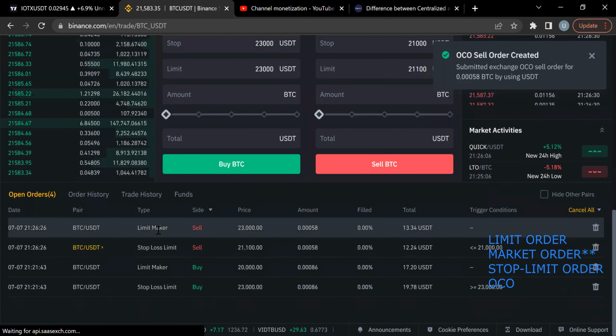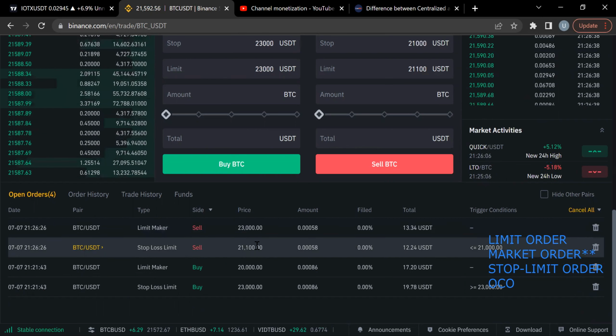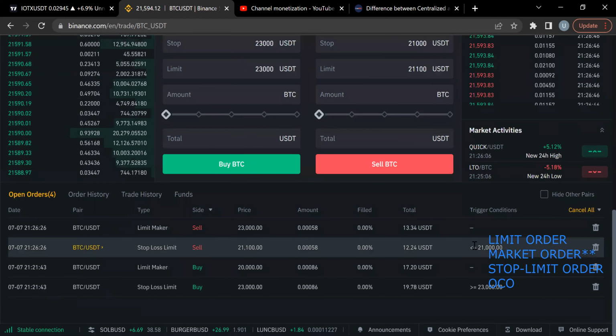The first one is limit. So if it goes up to 23,000, it's going to sell it off. Then if it doesn't go up, if it goes down to 21,100, it's still going to sell it off. If it goes down to 21,000, as you can see, less or equal to 21,000. So if the price should go below 21,000, it's going to set an order for me at 21,100. I can decide to put 21,000 here so that immediately this triggers, it places an order and it sells off.